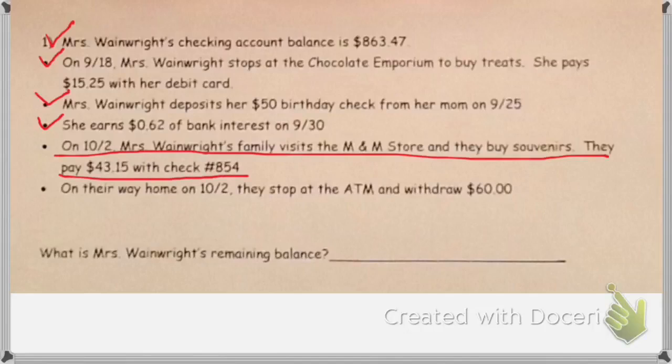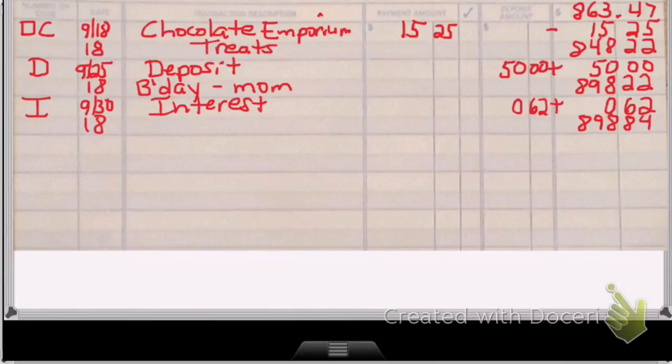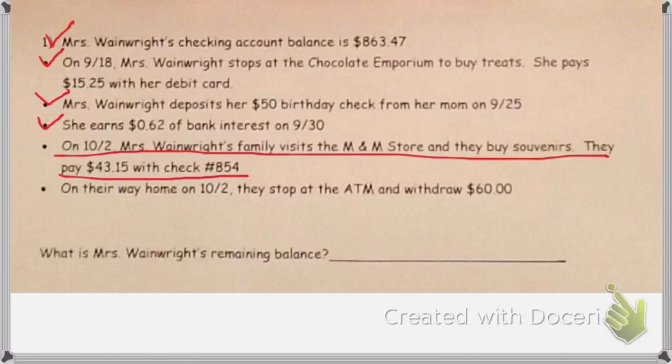And it says, on 10/2, Mrs. Wainwright's family visits the M&M store, and they buy souvenirs. They pay $43.15 with check number 854. What type of transaction is this? This is check, and it's number 854, so that's what I'll be writing on my register. So I write down 854. I simply write down the check number, so when I see the number, I know it's a check.